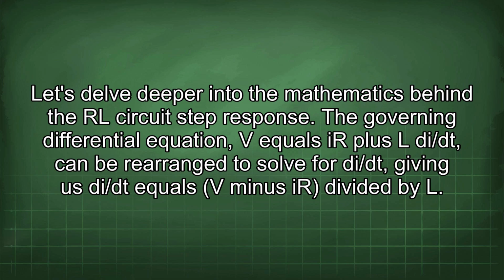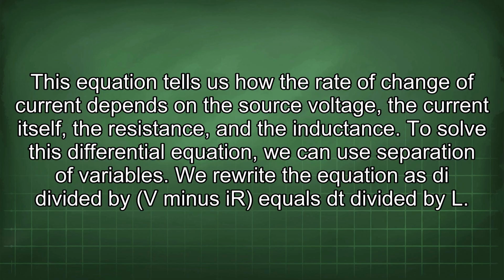Let's delve deeper into the mathematics behind the RL circuit step response. The governing differential equation, V equals IR plus L dI/dt, can be rearranged to solve for dI/dt, giving us dI/dt equals (V minus IR) divided by L. This equation tells us how the rate of change of current depends on the source voltage, the current itself, the resistance, and the inductance. To solve this differential equation, we can use separation of variables.